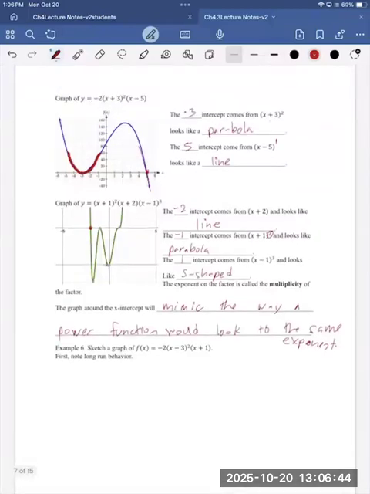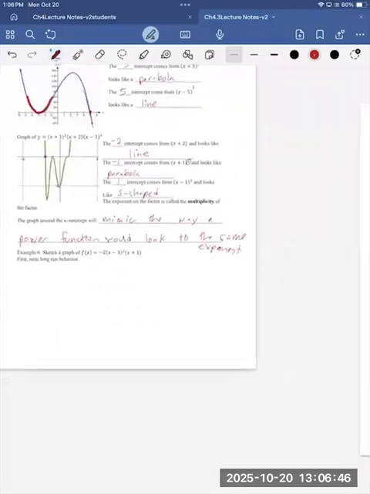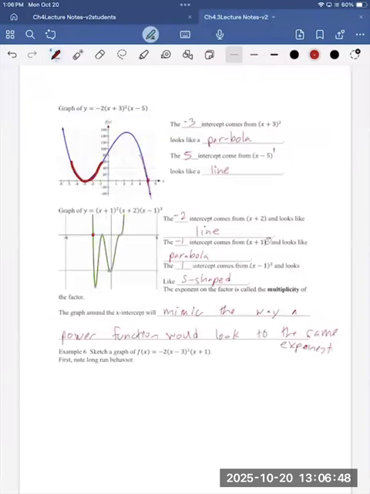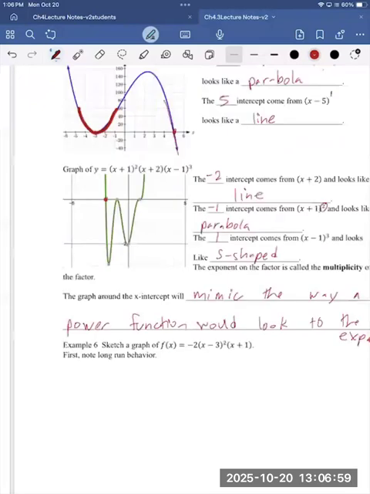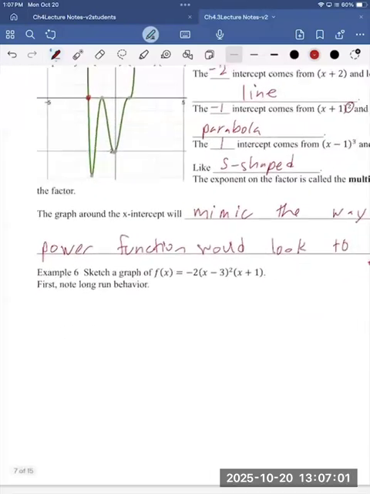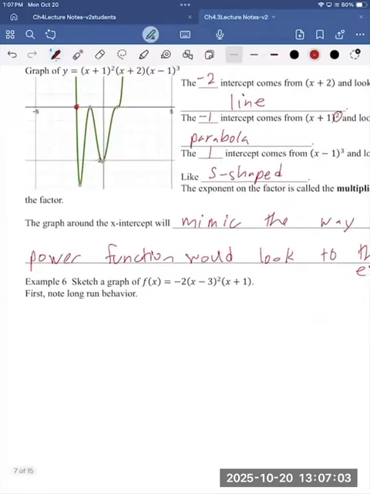They asked us to sketch a graph of f of x equals -2 times (x minus 3) squared times (x plus 1). So first, when we see this, I want to note the long-term behavior.